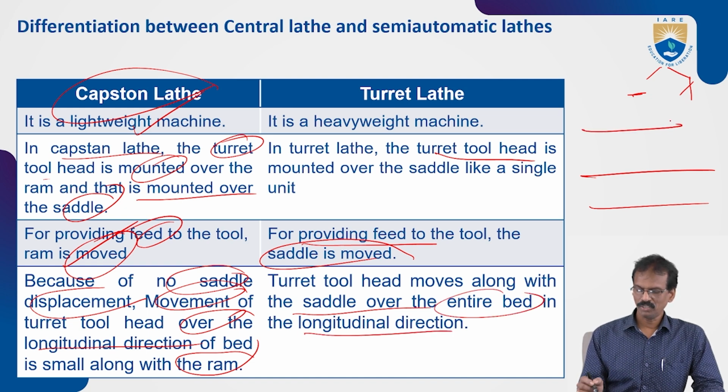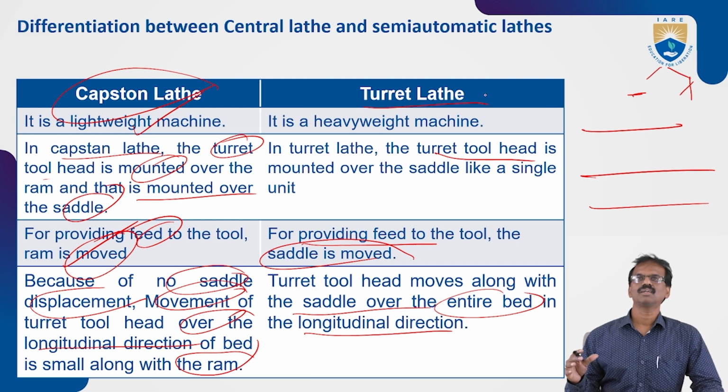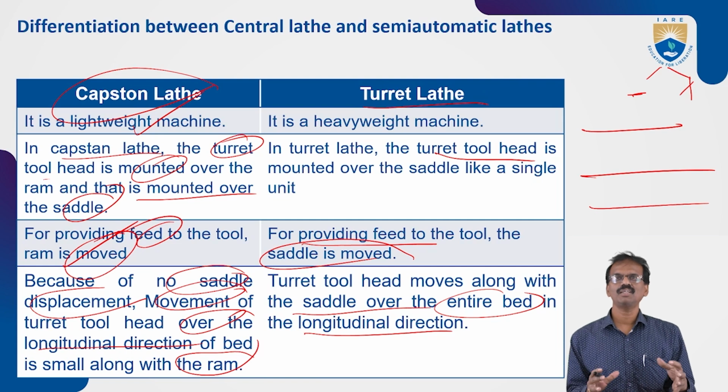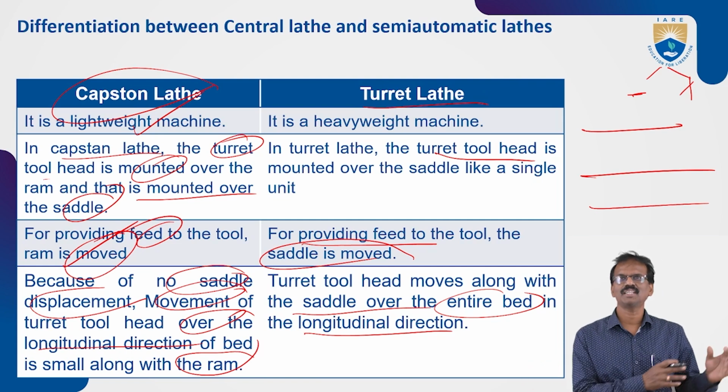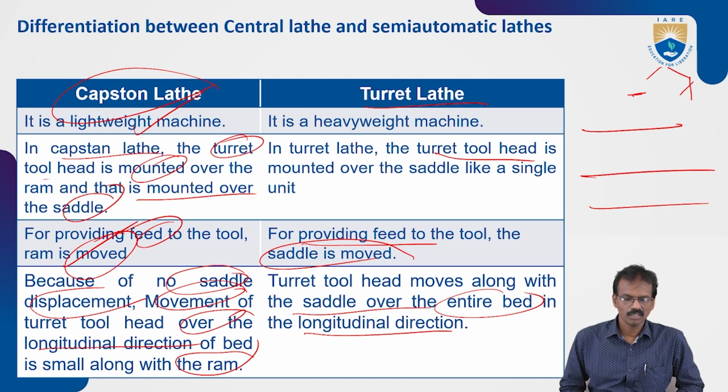So the movement of the turret head in the capstan lathe is limited because the turret head is mounted on the ram, and the ram movement is limited. But in the turret lathe, the turret head movement is very high because it is mounted on the saddle, and the saddle can move over the entire bed. So these are the differences.